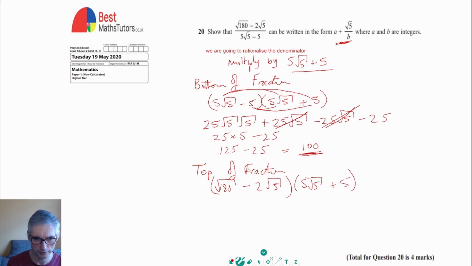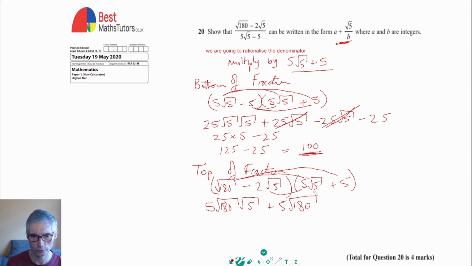If we multiply that together, just doing every step again, I've got root 180 times root 5. Doing the non-surd part first, just the number bit, that gives me 5. And then I've got root 180 times root 5, so 180 times 5 under the root. That's going to give me plus 5 root 180. When I don't put a symbol between the 5 and the root, it means times. Now I've got to do minus 2 root 5 times 5 root 5.